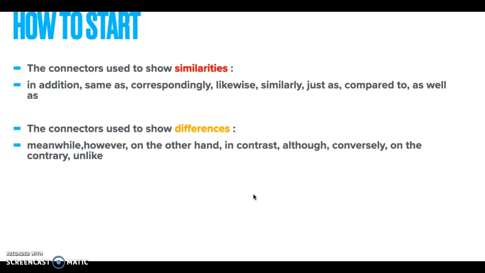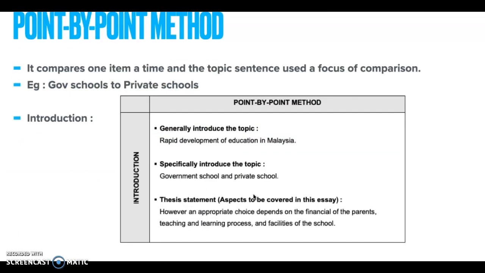Whereas if you want to talk about differences, you can always use words like meanwhile, however, on the other hand, in contrast, although, conversely, on the contrary, unlike, or words like therefore. Okay, you are actually talking about the differences. Of course these are not the only words or vocab choice available for you. There are plenty more. You just need to Google linkers and you will be able to find more available in websites. Okay, so I'm going to walk you through the point by point method first.